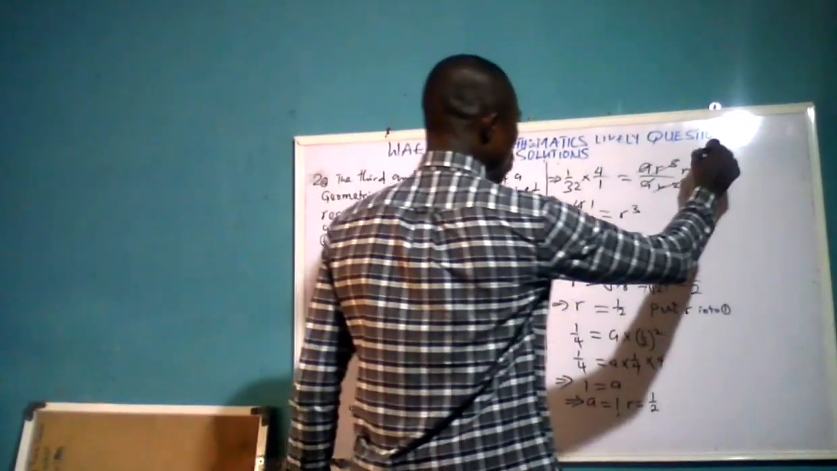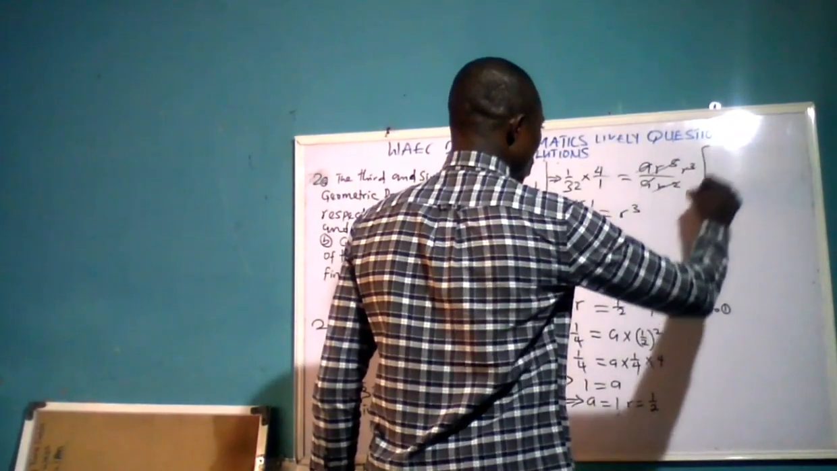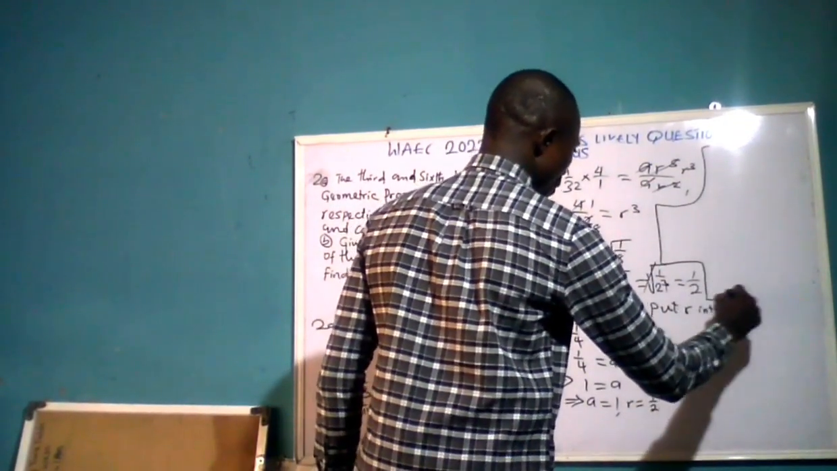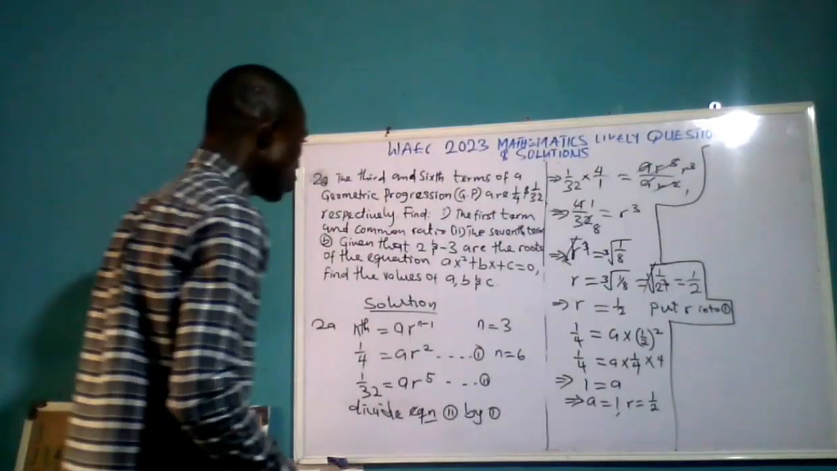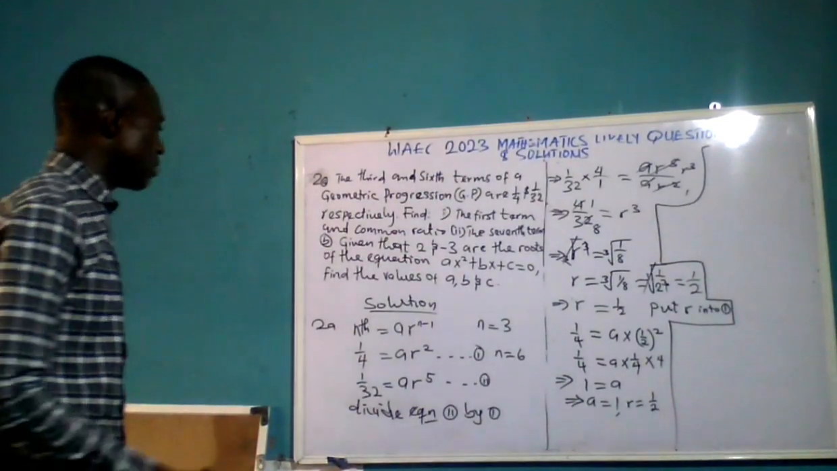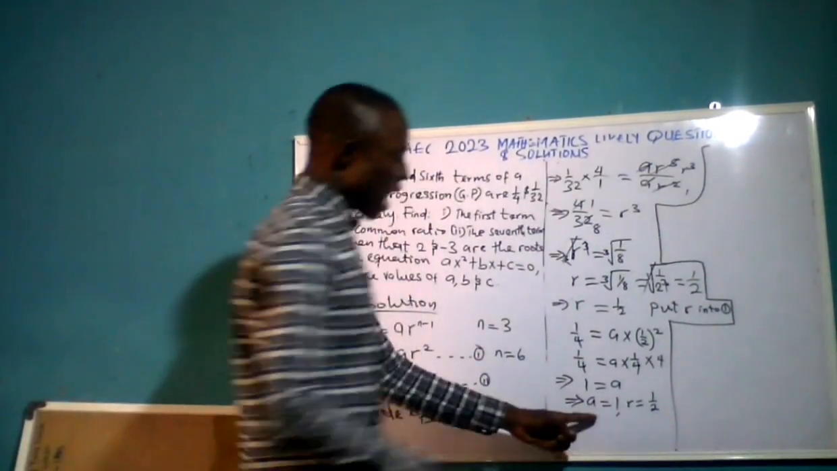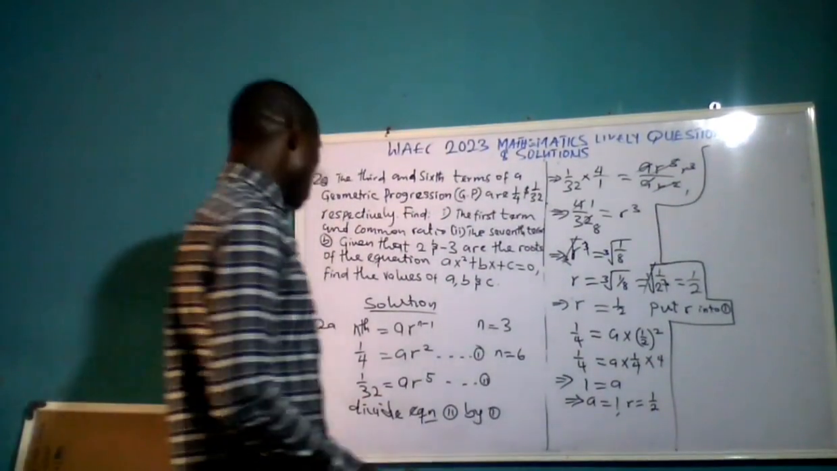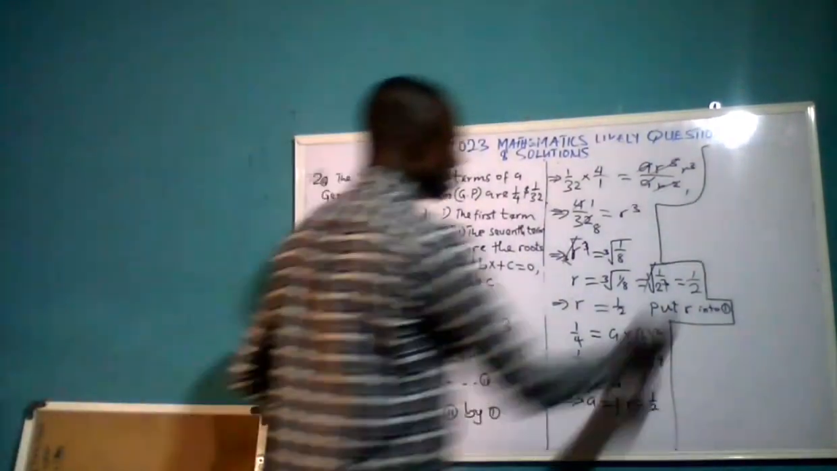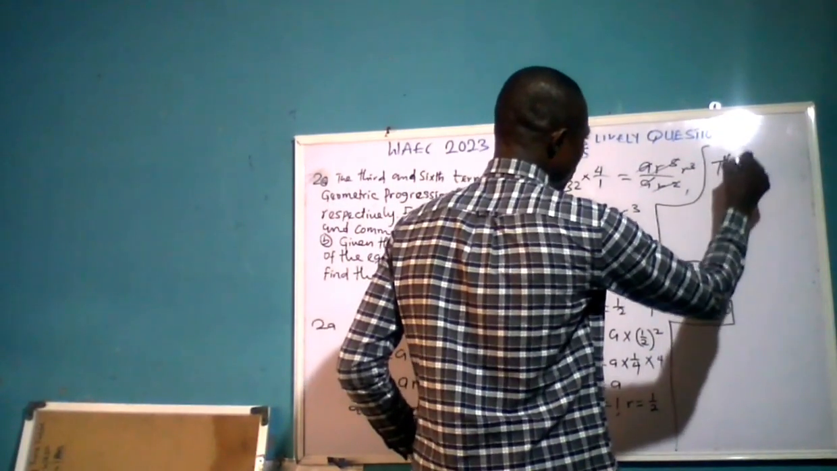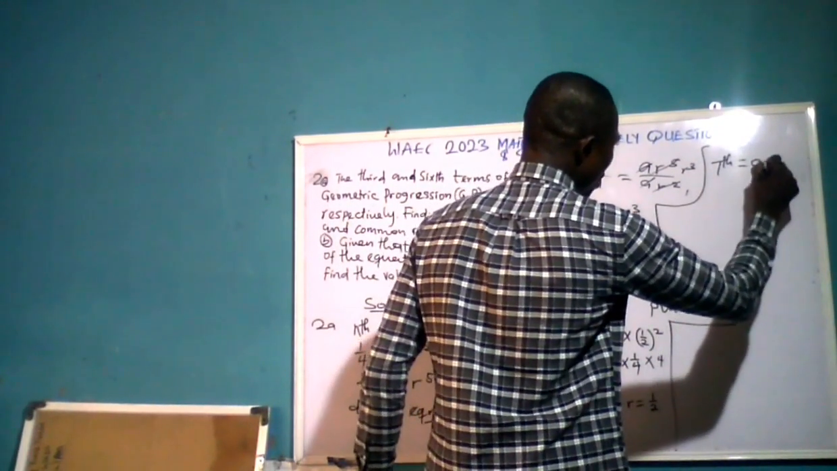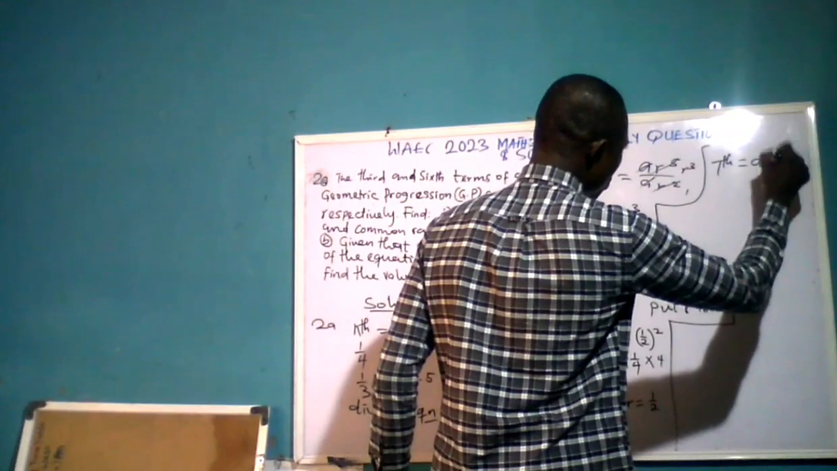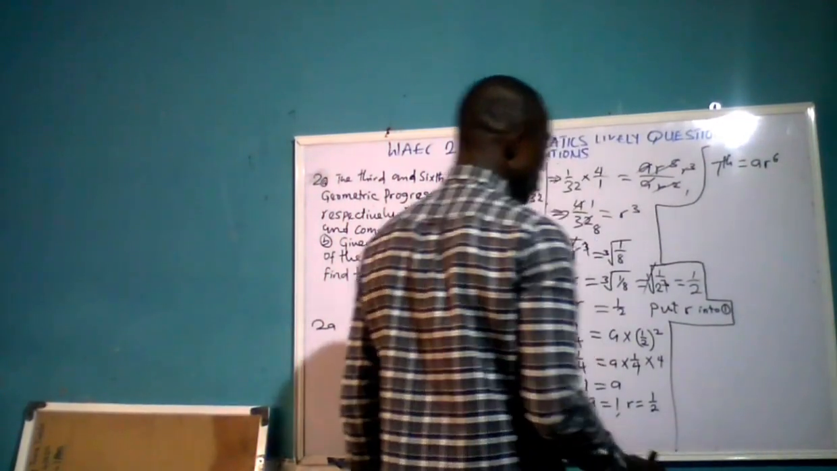Now let's look at 2a Roman figure 2. We are asked to find the 7th term. Having determined the first term and the common ratio, then you can easily find the 7th term. The 7th term will be equal to a r raised to the power 7 minus 1, which will be 6. That is r raised to the power 6.